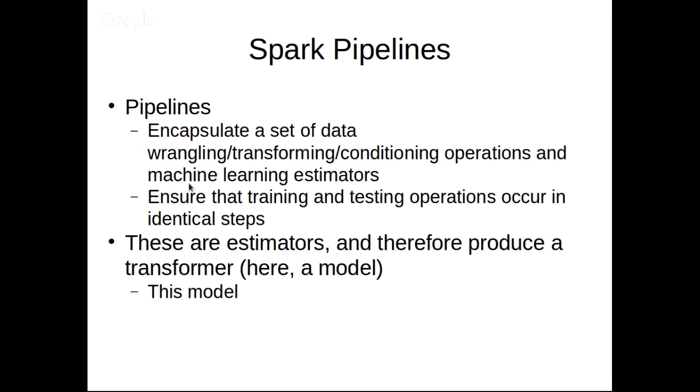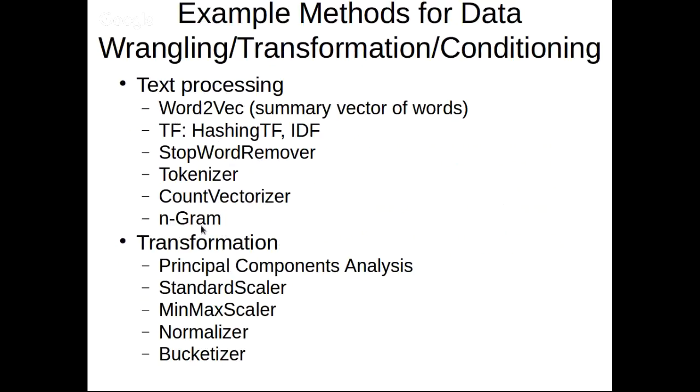Pipelines encapsulate a set of these operators, these operations, and it makes sure that training and testing operations occur in identical steps. So these are examples of some of the many elements that Spark provides for data wrangling, data transformation, data conditioning. Okay. Some of them may be familiar to you from machine learning classes or statistics classes.